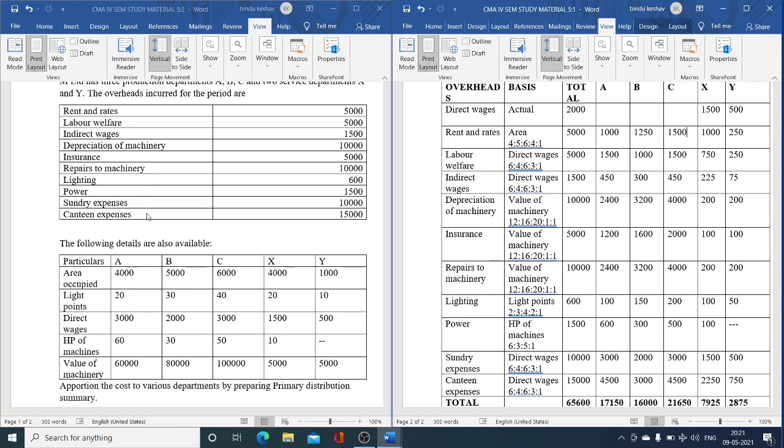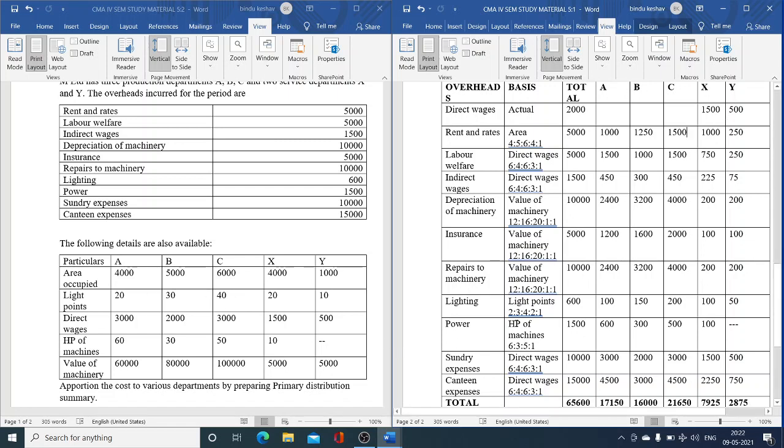The next and the last item is the canteen expenses. Canteen expenses is based on the direct wages. The same ratio which you already found out, that is 6:4:6:3:1. So 15,000 will be divided among the different departments this way. For A department 4,500, for B it is 3,000, for C department it is 4,500, X department 2,250 and Y department 750.